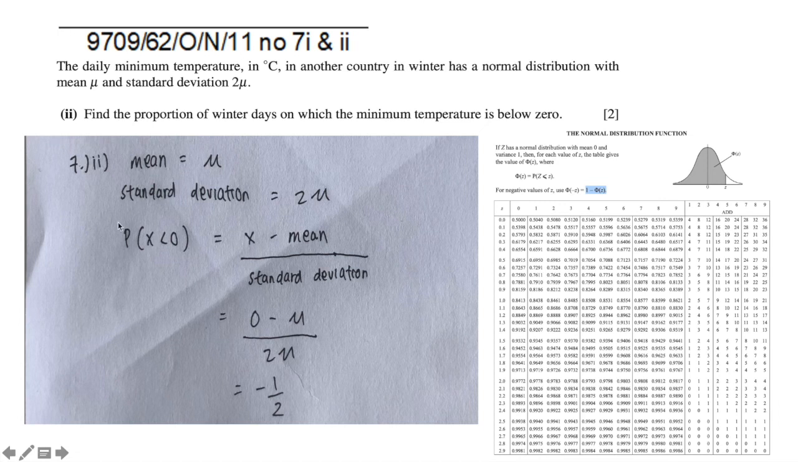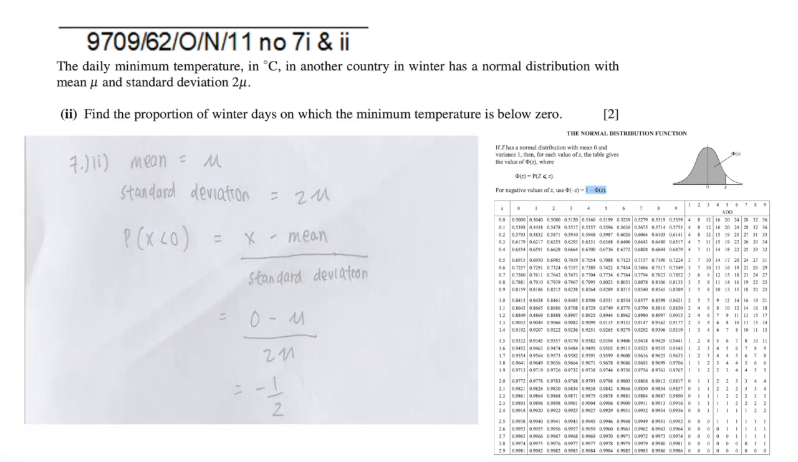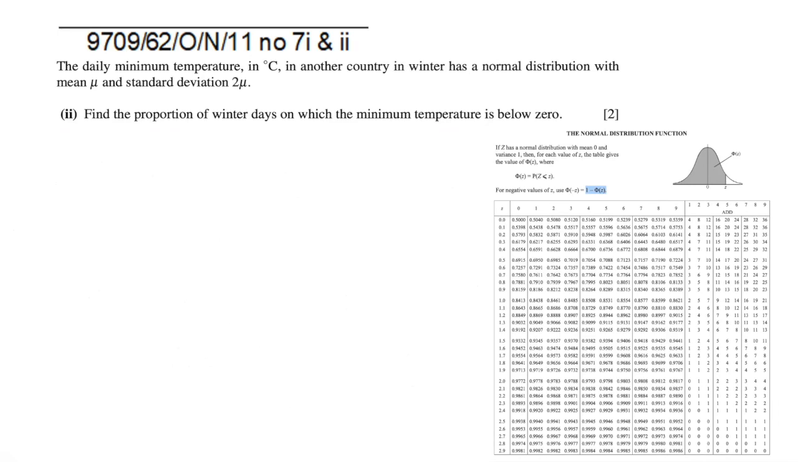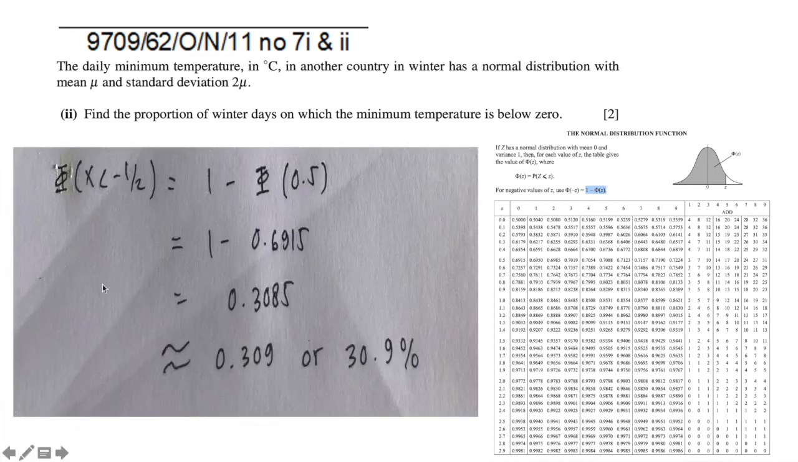We first need to convert the value of x, which is 0, into the value of z. We use the equation x minus mean over standard deviation. We input the values into the equation and we get the final value of z is negative half. So now let's move to the next step. As we already have the value of z, we need to find the probability of the temperature below 0.